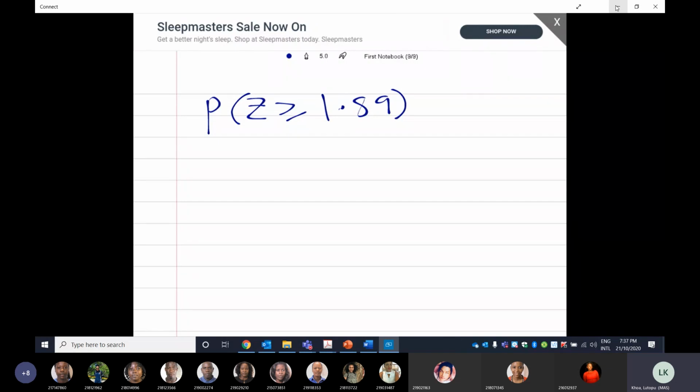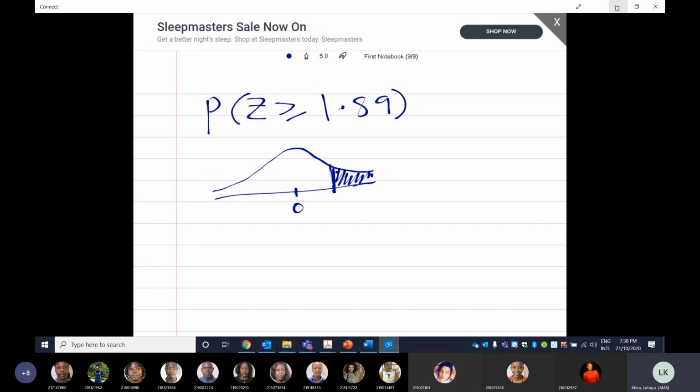Okay, so you draw a representation of what it is we're looking for. We say that 0 is always in the center, and then 1.89 is somewhere here. So this is like our cutoff area, but we want the area that is greater than 1.89. So greater than 1.89 means we want this area over here. Okay. So we need to figure out how we are going to read this from our table.